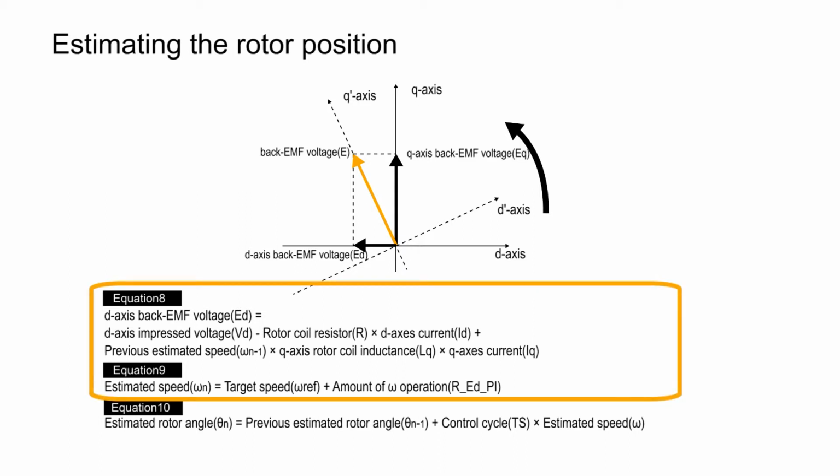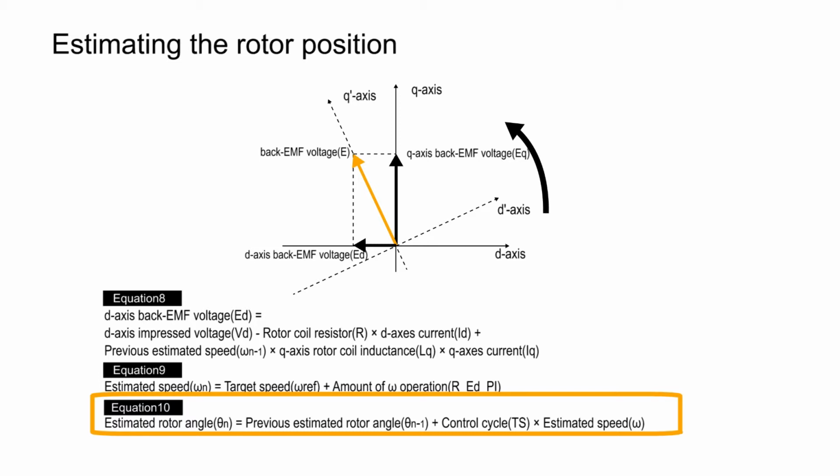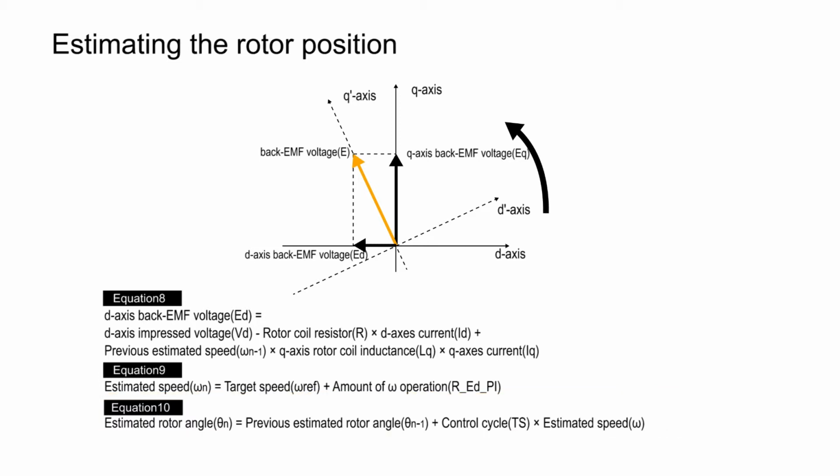Speed, omega, is estimated using equation 8 and equation 9. Since the unit of measure of speed is revolutions per second, the estimated speed is multiplied by the control cycle period. The result is added to the previously estimated position to estimate the rotor angle, theta, using equation 10. That concludes the description of vector control.